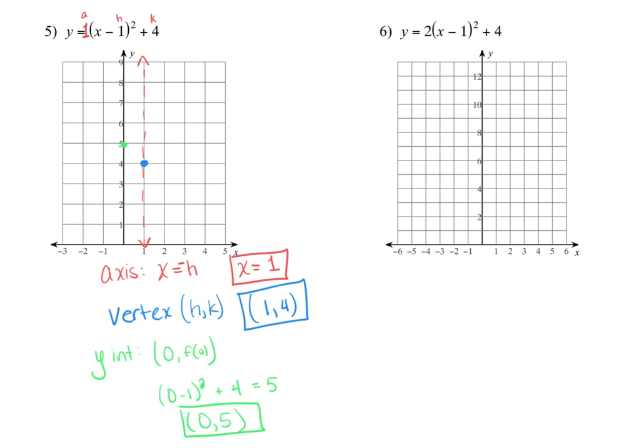Now you'll notice my y-intercept is above my vertex. All right. Which is how it should be. My A is positive, so this guy should be pointing up.